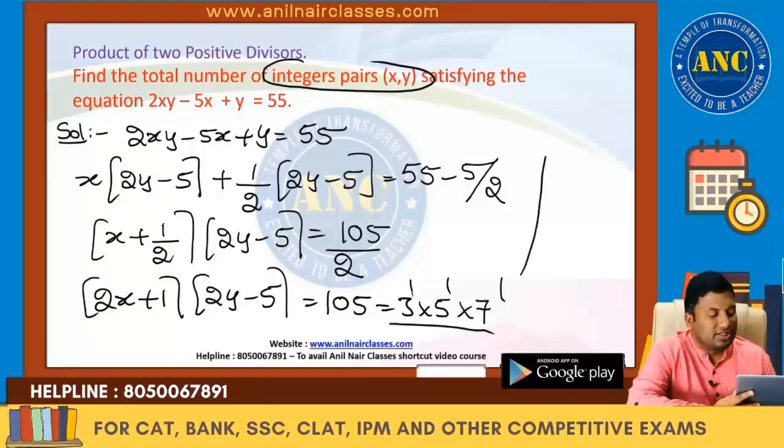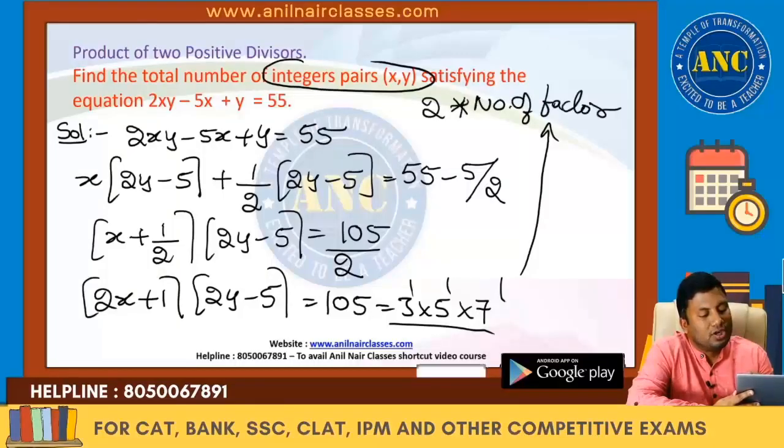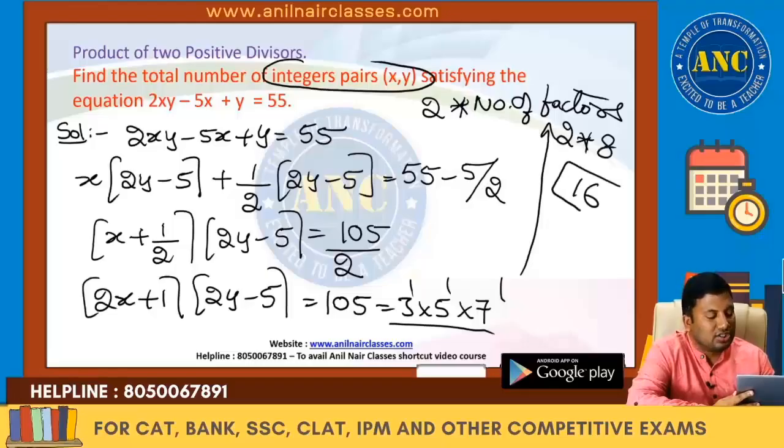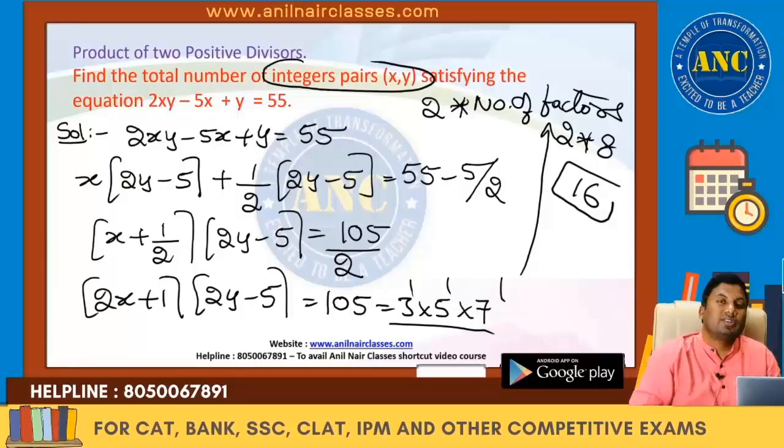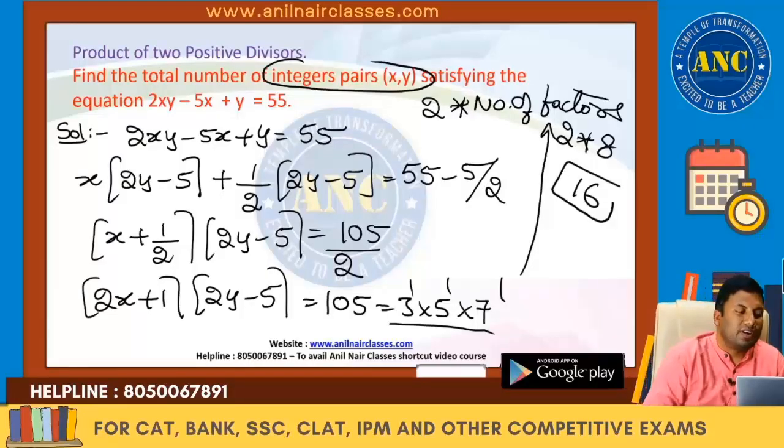The question is about integers, so the answer is 2 times the number of factors. 2 into 2 into 2, so the total answer is 16 values that x and y can take to satisfy the equation.